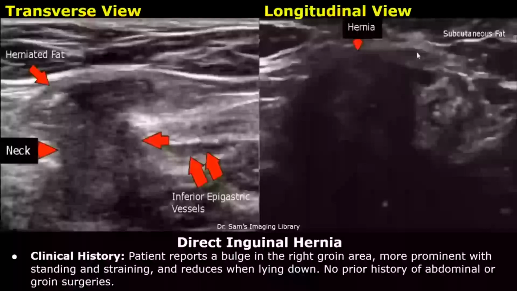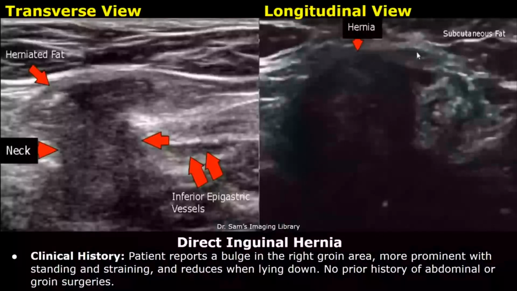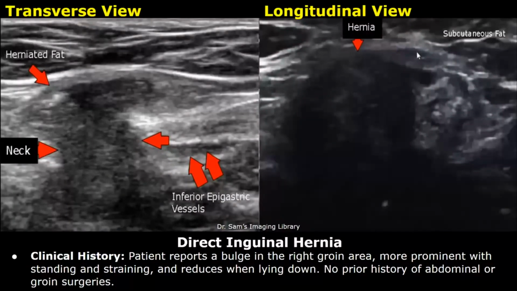Now we have a report of a direct inguinal hernia. Clinical history. Patient reports a bulge in the right groin area, more prominent with standing and straining, and reduces when lying down. No prior history of abdominal or groin surgeries.